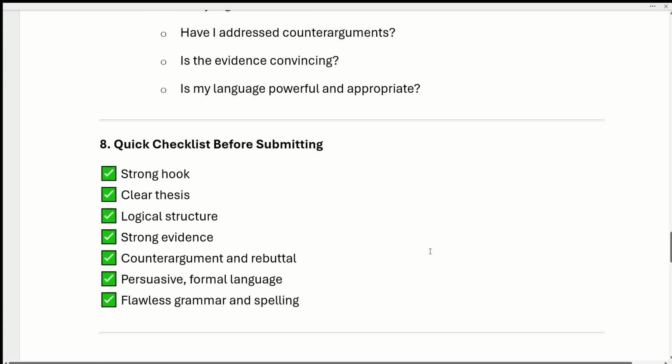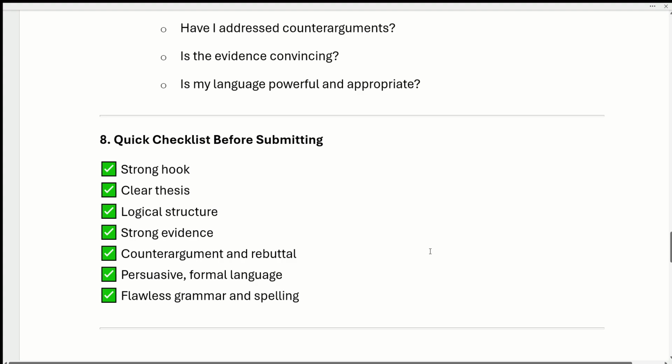And the last part is a quick checklist for you guys to have a look at. So have a strong hook, clear thesis, logical structure, strong evidence, counter argument if you want to, included persuasive formal language because we're writing for maybe school or university, flawless grammar and spelling.